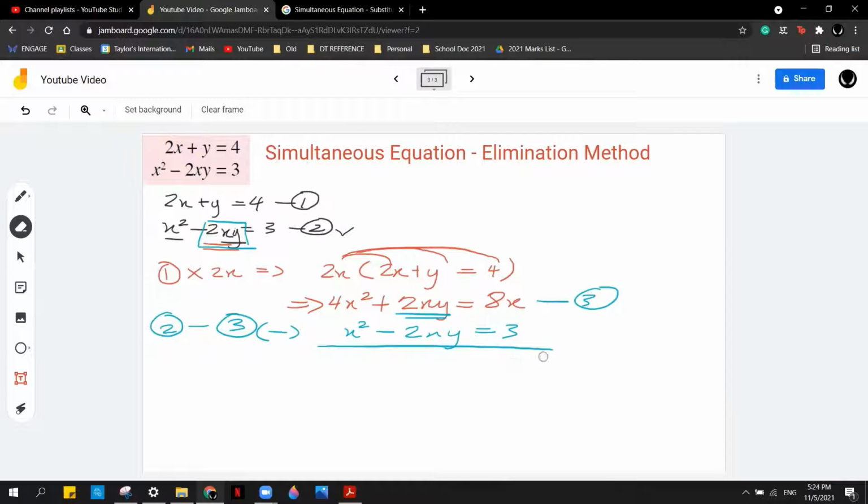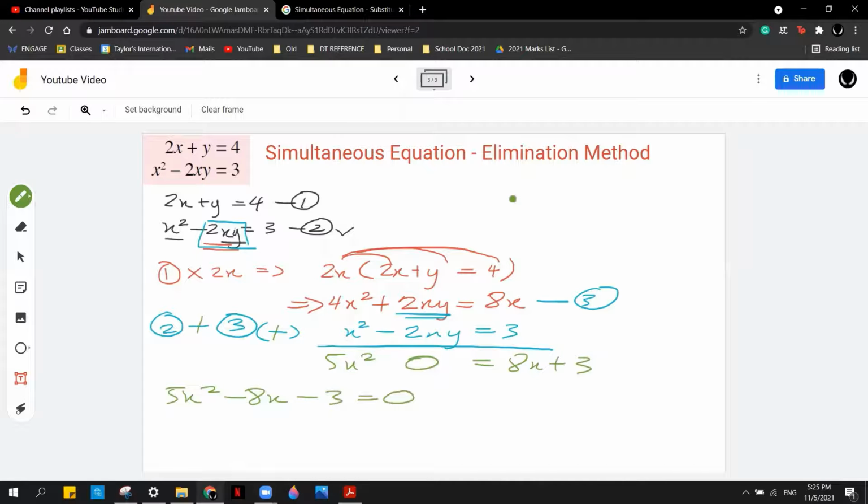Now what is the better method? Of course not minus, it is obviously plus, right? So we're going to change this to plus. 4x squared plus x squared, we'll have 5x squared. Positive 2xy plus negative, we'll end up getting 0 here. And 8x and 3, you'll just get 8x plus 3. Hence we got this. Let's bring all the equation to one side. We'll have 5x squared minus 8x minus 3 equals 0.